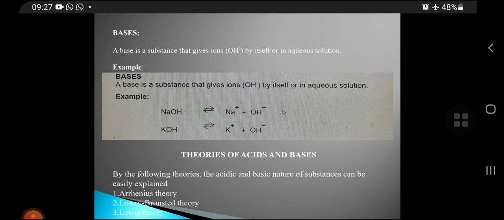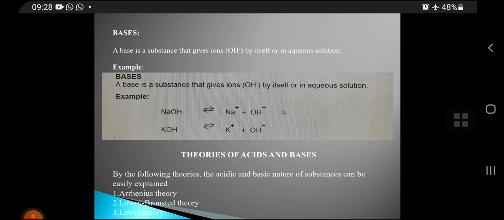For example, sodium hydroxide and potassium hydroxide. Sodium hydroxide solution gives Na plus and OH minus ion. Potassium hydroxide gives K plus and OH minus ion. In this concept, we are talking about the negative ion. Any substance that produces a positive ion is called an acid. Any substance that produces a negative ion is called a base.